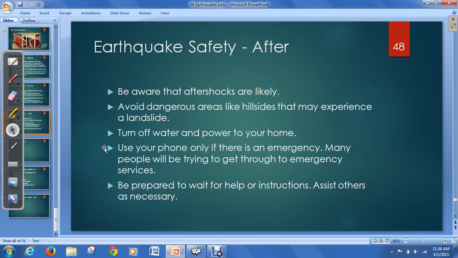Okay. Everyone's going to be trying to call 911. Their lines are going to be super busy. Don't call them unless you have a very immediate emergency that you need to deal with. Okay. If you're fine, if there's some damage, but it's not something you need to deal with right away, then wait an hour, wait a few hours, make sure that they deal with the immediate emergencies first. Okay. And then be prepared to wait for help or instructions and assist others as necessary.